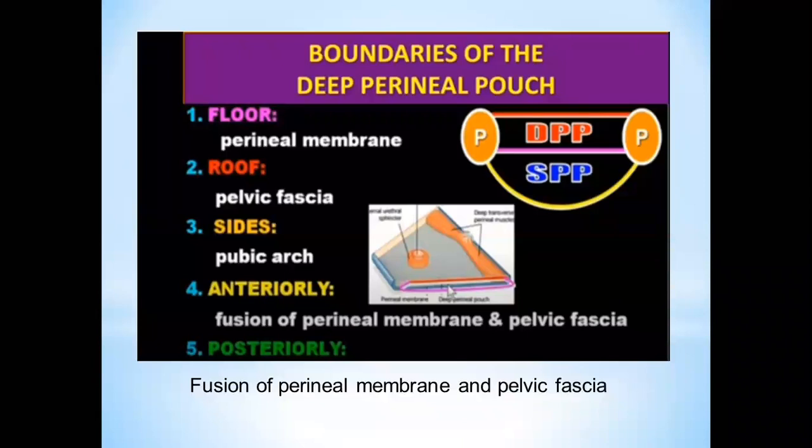Now coming to the deep perineal pouch. If you can see, this is the perineal membrane, and the structure superficial to it is the superficial perineal pouch, and the structure deeper to this is the deep perineal pouch. So the floor is formed by the perineal membrane. If you remember, in the deep perineal pouch, the floor is formed by the perineal membrane.